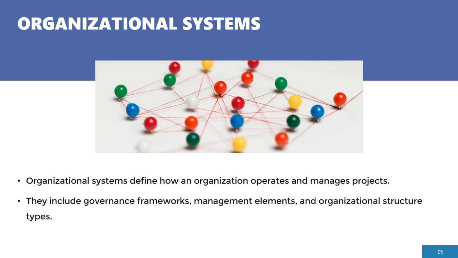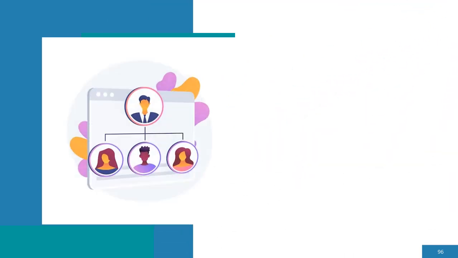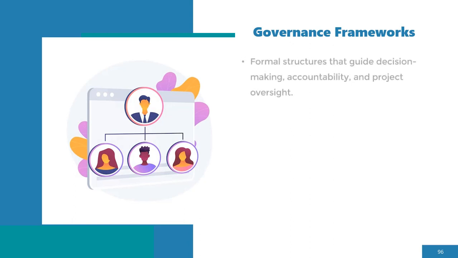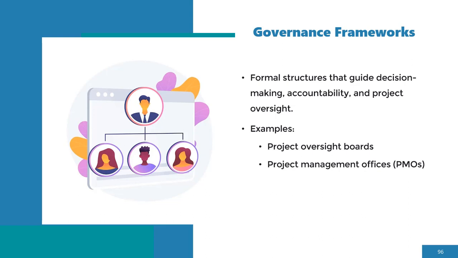They include governance frameworks, management elements, and organizational structure type. We're going to be looking at this in detail shortly. First and foremost, let's talk about governance frameworks. These are formal structures that guide decision making, accountability, and project oversight. They are formal structures set up within the organization that guide how you make your decisions, how you report, accountability, and also how you oversee the project throughout its life cycle.